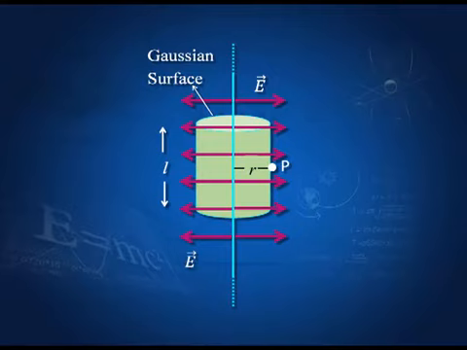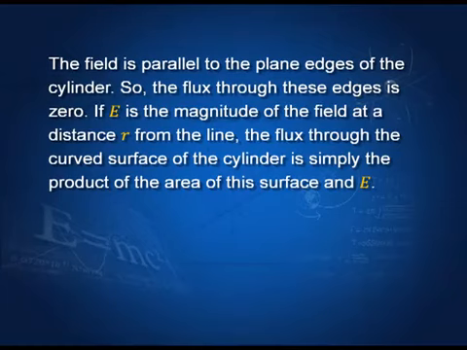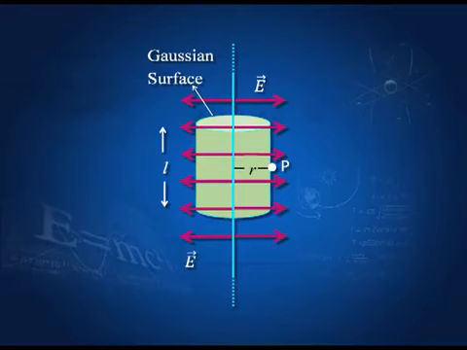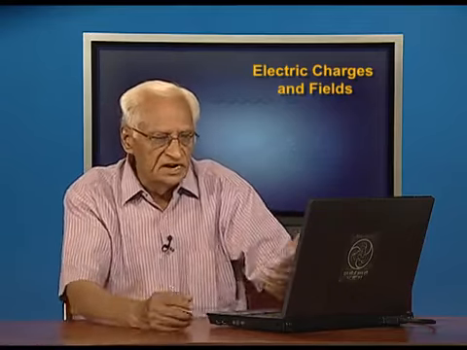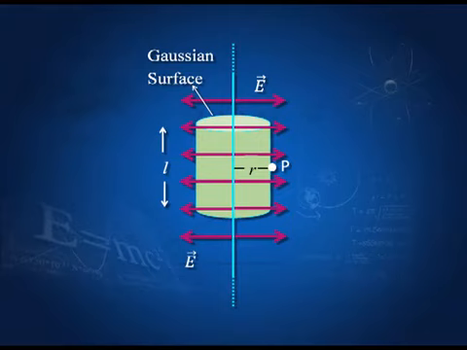Suppose we wish to find the electric field at a point P at a distance r from the line. So, what do we do? We draw a Gaussian surface. In this case, the Gaussian surface is a cylinder of radius r. Now, the electric field is parallel to the plane sides of the cylinder. Therefore, there is no flux through them. The only flux through the cylinder is through the curved surface. Remember this as we go along. And what is the surface area of this cylinder? The curved surface is 2 pi r times L, where L is the length of the cylinder.